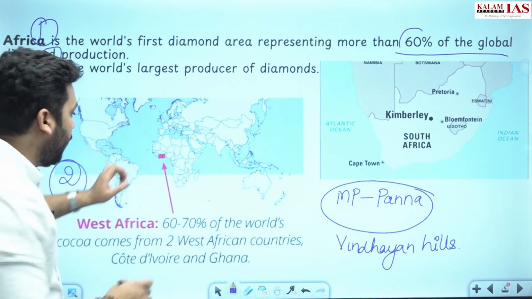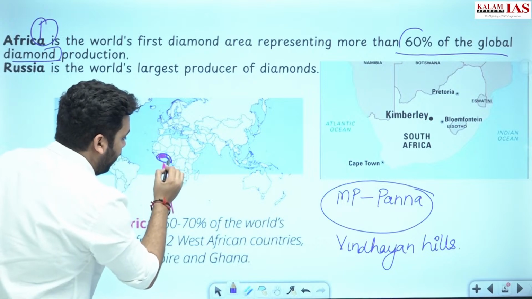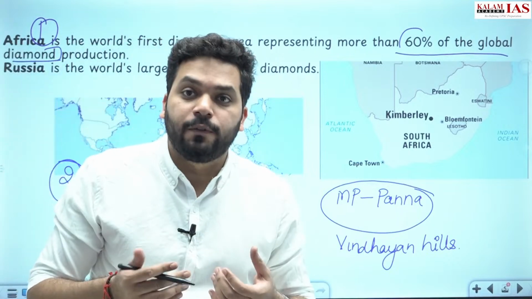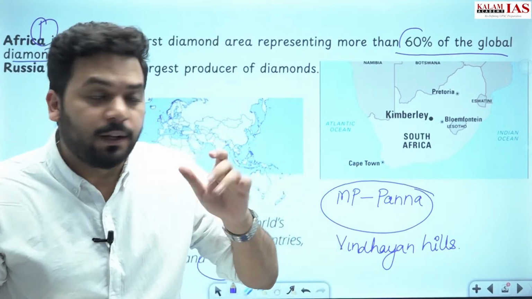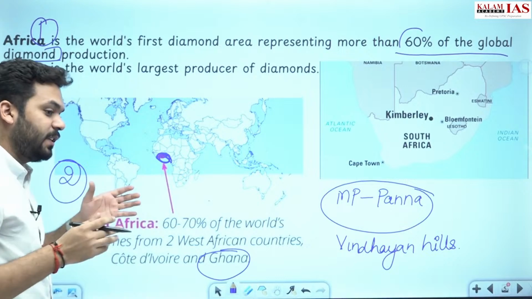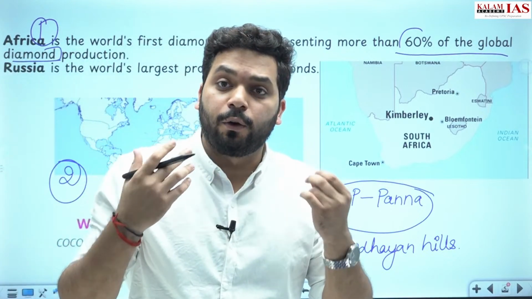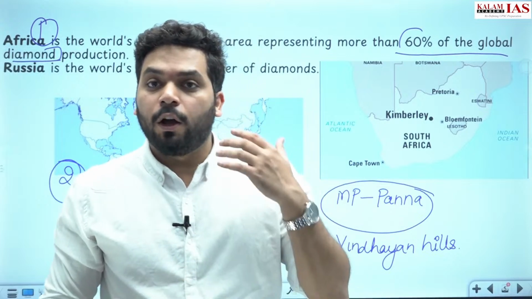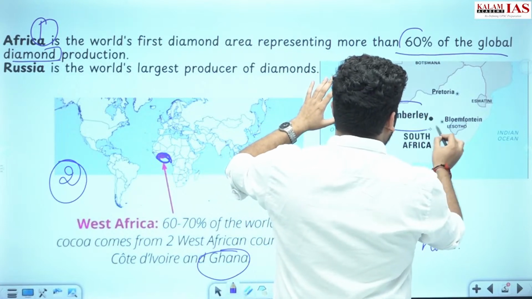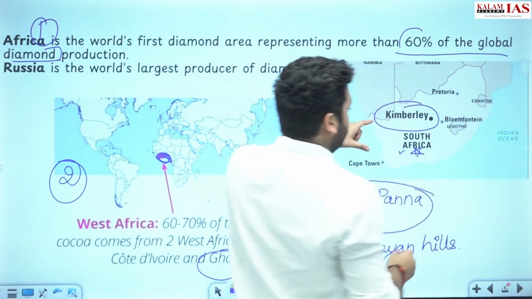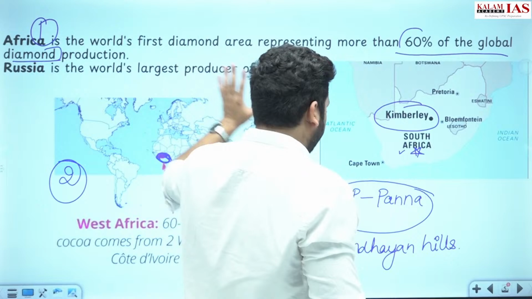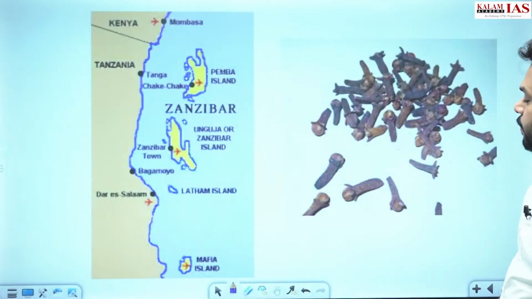That is the Ghana coast. The Ghana coast has 70% of the global cocoa production, which is actually used for making chocolate. The Ghana coast is producing 60 to 70% of global cocoa, which is required for chocolate. Okay. Now the Kimberley region in South Africa is very famous for diamonds. You must have heard about the Kimberley diamonds. Okay, so these are the important political entries which you have to come across.